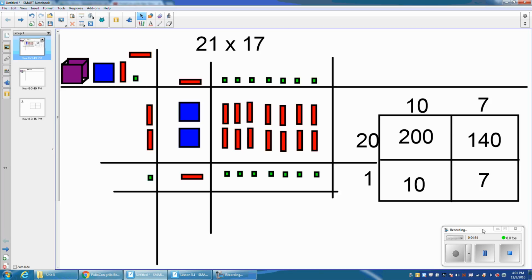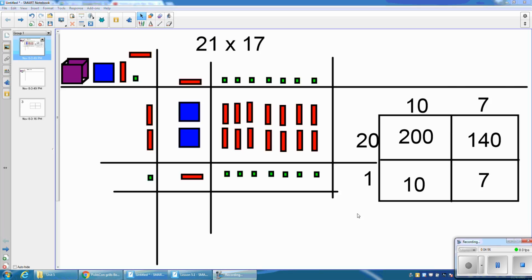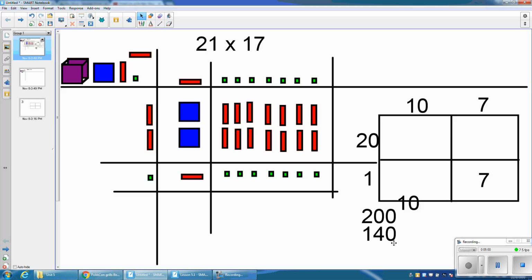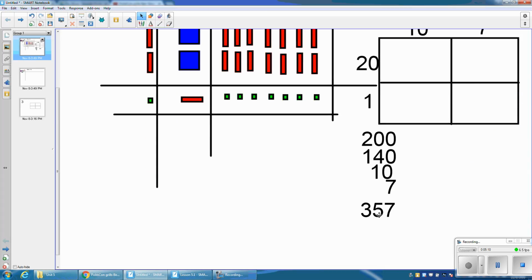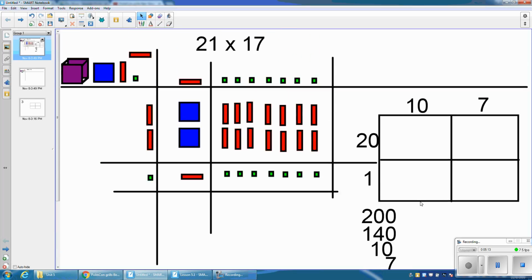Once you get to this step, you would add them together. So you add the 200 plus the 140 plus the 10 plus the 7, and that would equal 357. That would add them all together. So that is traditional. This is a 2-digit by a 2-digit.